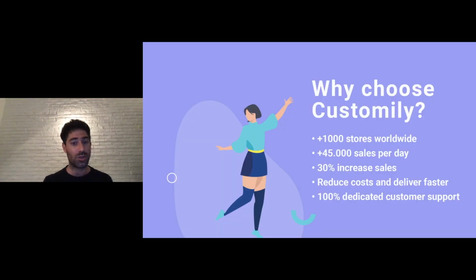Why should you choose Customily? There are over 1,500 stores using us every day, generating over 45,000 orders. They've reported they increased their conversion rate by 30% on average, because their shoppers are able to understand exactly how the personalization would look. This reduces the uncertainty that comes when buying personalized products, because just by personalizing the product, they see right away how it would look.